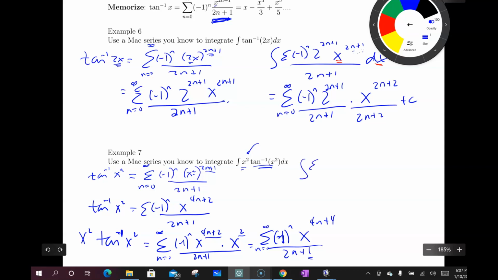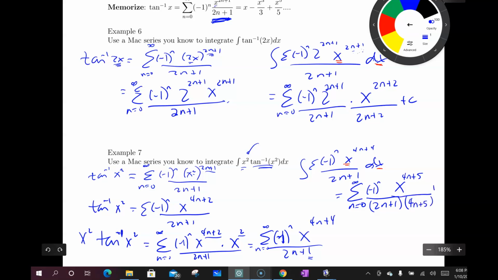So now I want to integrate that dx. Again, it's just the x that I'm going to be increasing the exponent on. So I'm going to carry this negative 1 to the n along. This 2n plus 1 gets carried along. Now I'm ready to add 1 to the exponent, so I get 4n plus 5. Sorry, that's really messy. 4n plus 5, plus c.